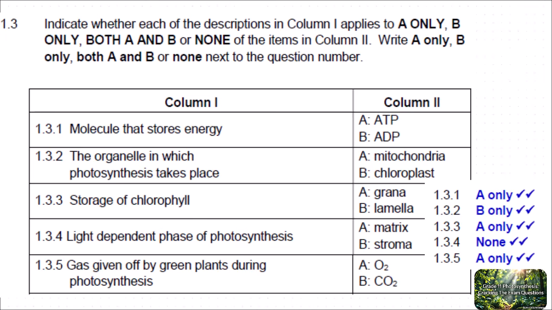The energy-storing molecule, that's ATP, so it's A only. The organelle for photosynthesis, you know this one, it's the chloroplast, so B only. Where's the chlorophyll stored? In those stacks called grana, so A only again. Now, watch out for this one.